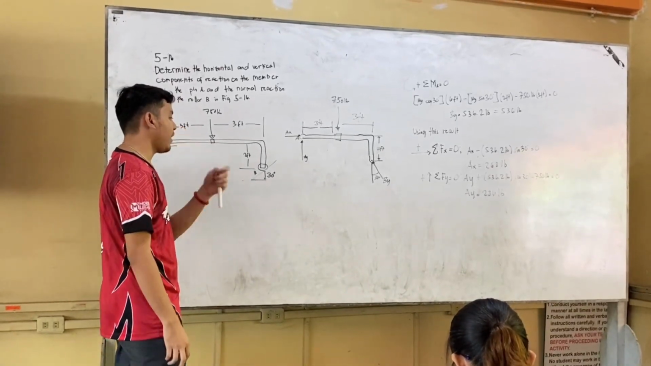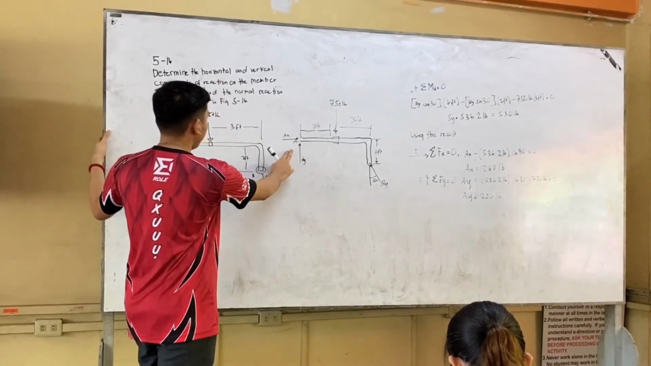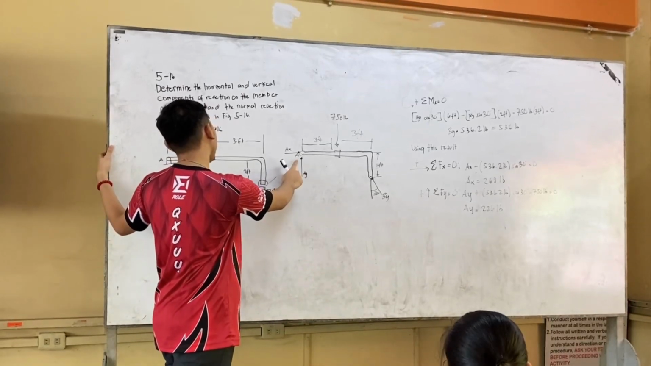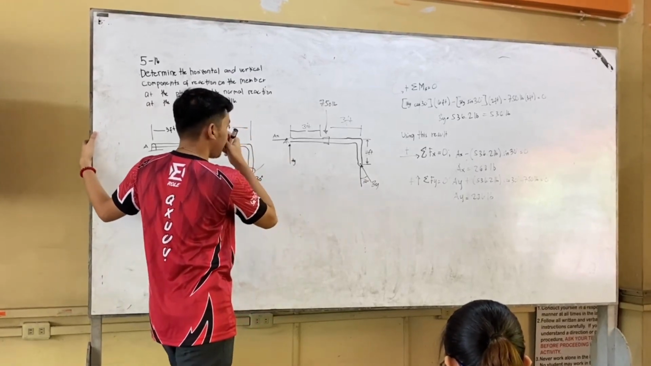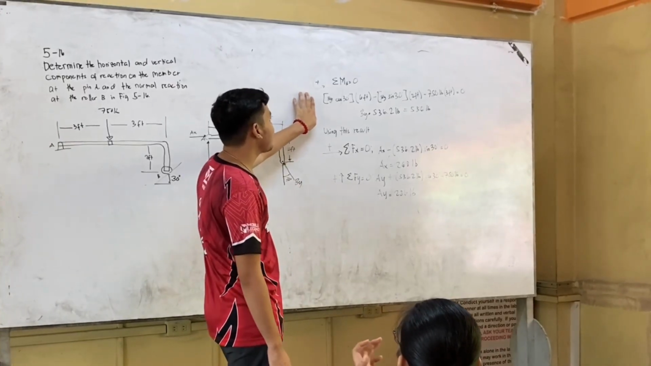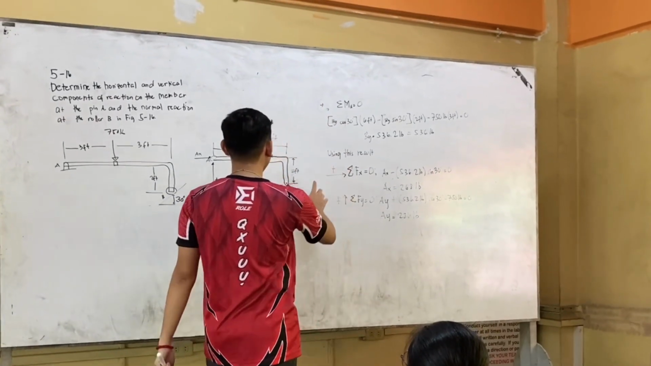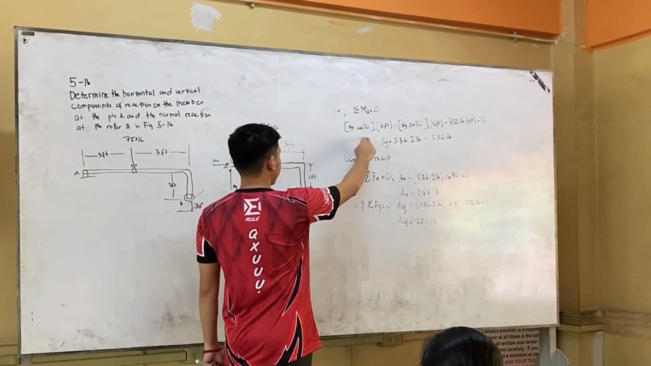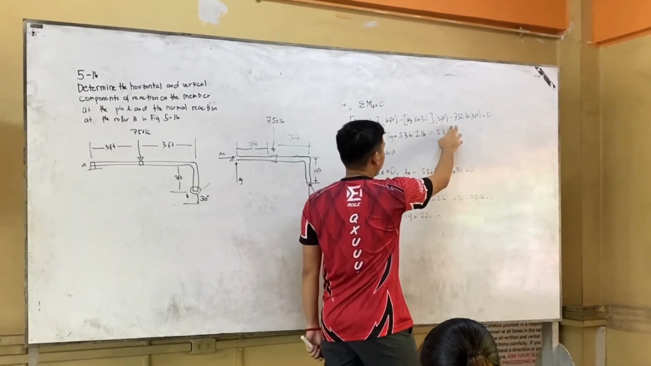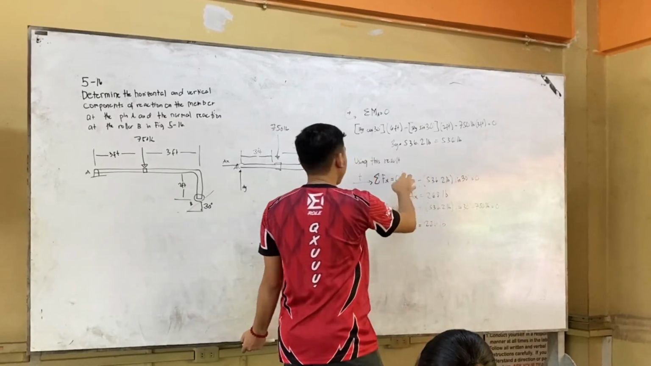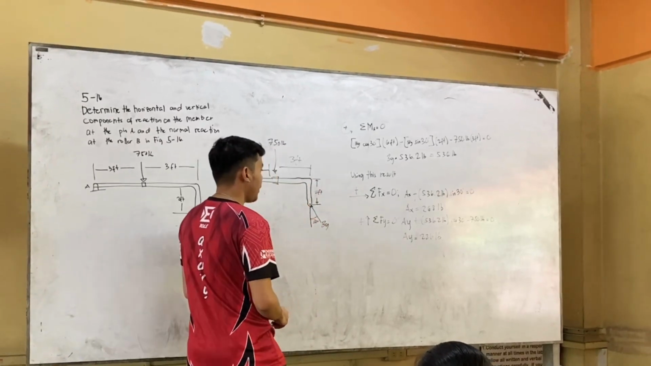We have our reaction at A, because A is a pin with Ax and Ay, and B is a roller. So we take the summation of moments at A equals 0, counterclockwise positive. So we have By cosine 30 times 6 minus 750 times 2 feet, so our By is 526.2 pounds.